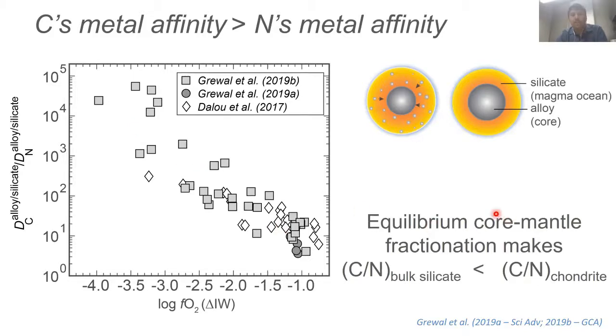So that means equilibrium core-mantle fractionation should make the bulk silicate carbon to nitrogen ratio for our planet much lower than that of chondrite. But again, I'll remind you, it's exactly the opposite of what we see, or what we estimate for the bulk silicate Earth. The C/N ratio of the bulk silicate Earth is superchondritic, not subchondritic, right? So that means clearly equilibrium core formation is also going to pose a problem if we want to explain the bulk silicate Earth abundance of these major volatiles.